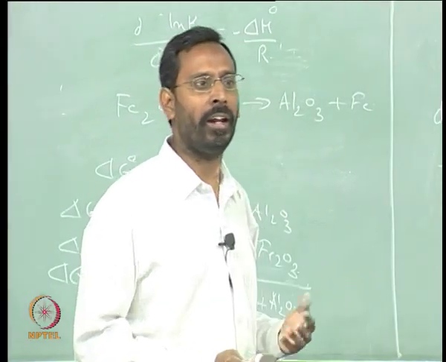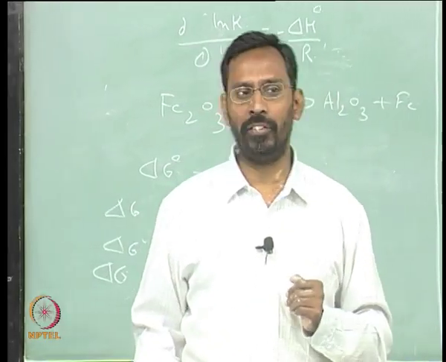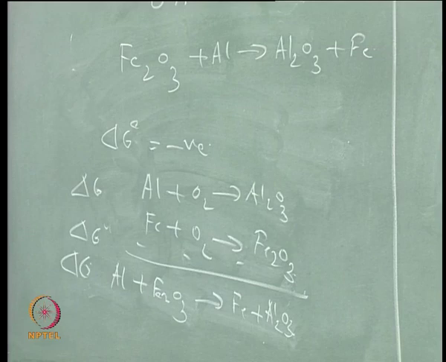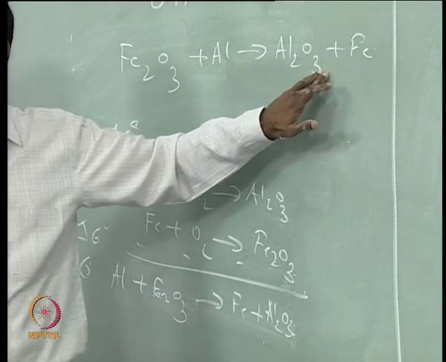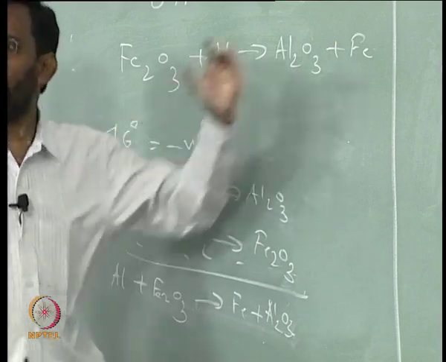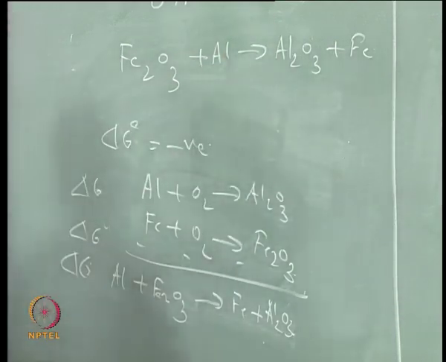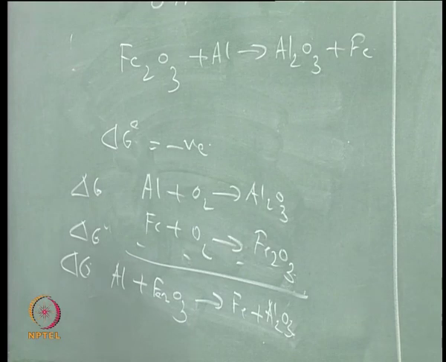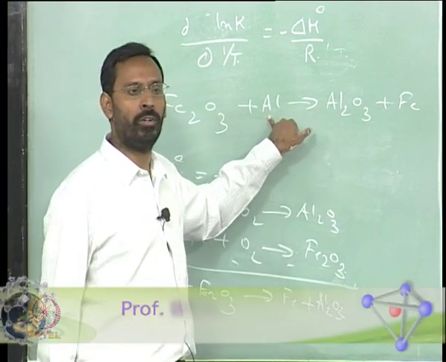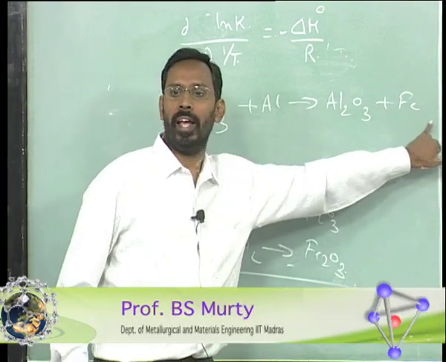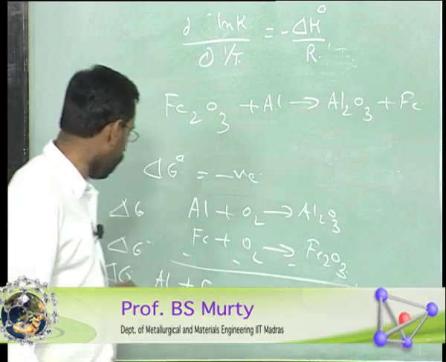Even for that matter, if we want in a blast furnace iron oxide to be reduced by carbon, that reaction of iron oxide plus carbon should give you iron plus carbon dioxide, that delta G should be negative. If the delta G is not negative, you will not see that reaction happening. Similarly, if you want iron oxide to be reduced by carbon monoxide to give you carbon dioxide plus iron, again that reaction also should have a negative delta G.